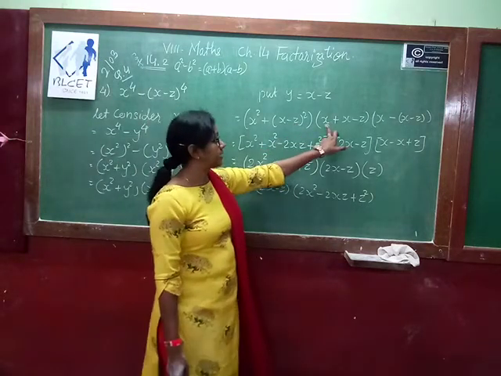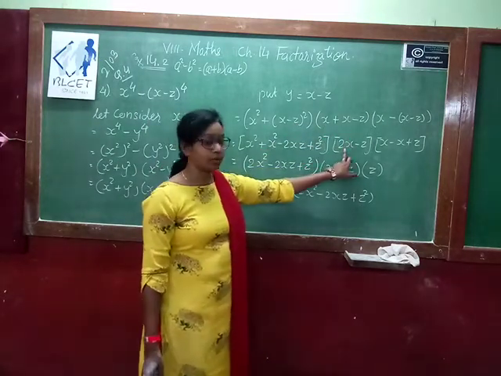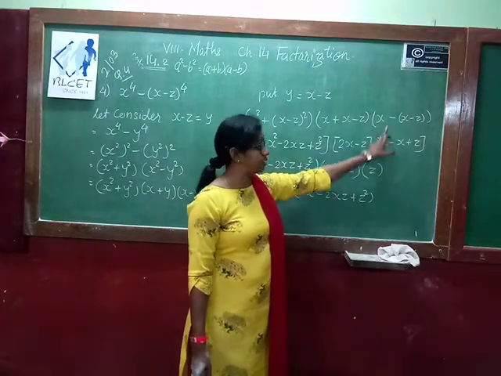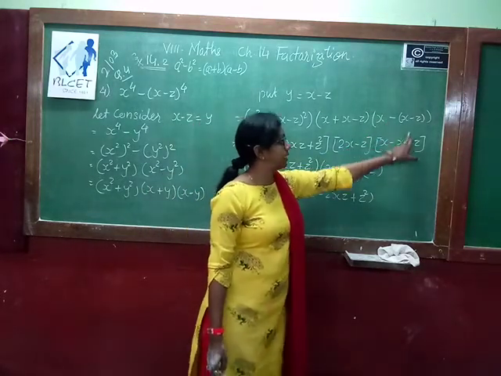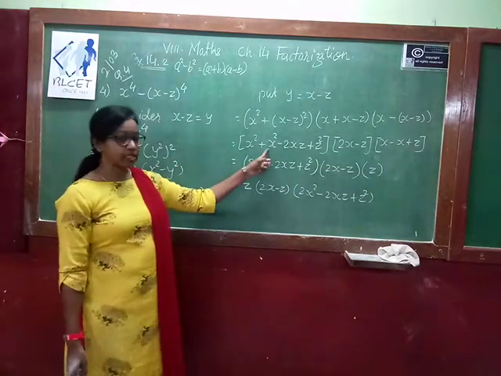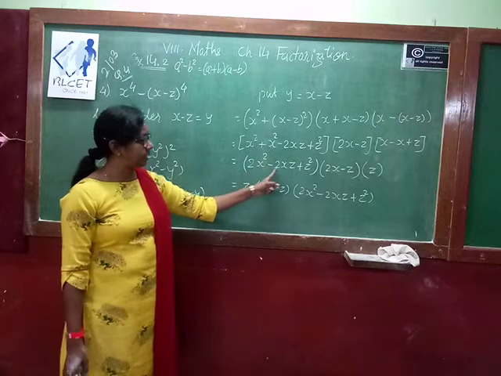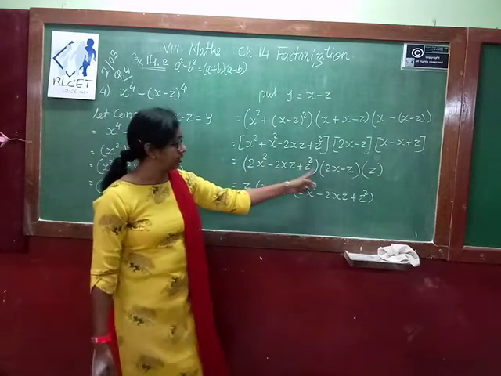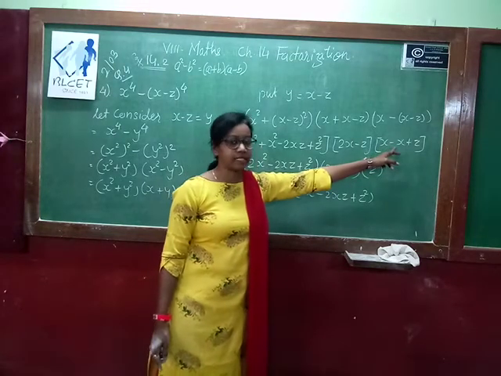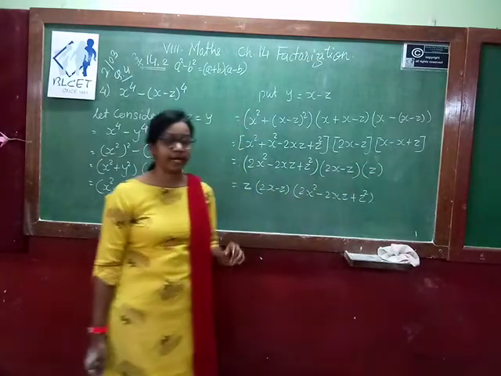In another bracket, x plus x will give you 2x. So 2x minus z. When you open the bracket, negative sign is there, so x minus x, minus minus plus z. Now solve this. x square plus x square will give you 2x square minus 2xz plus z square. This remains as it is, 2x minus z. Here x plus x minus x will be cancelled. So what is left? Only z.